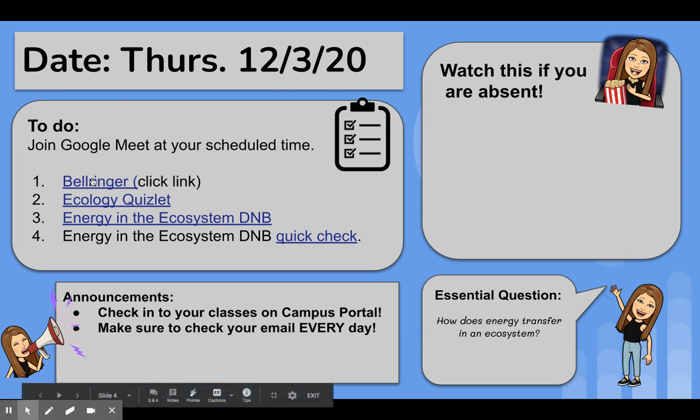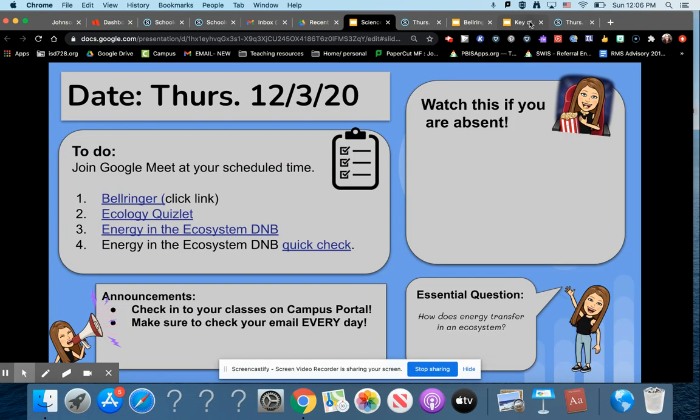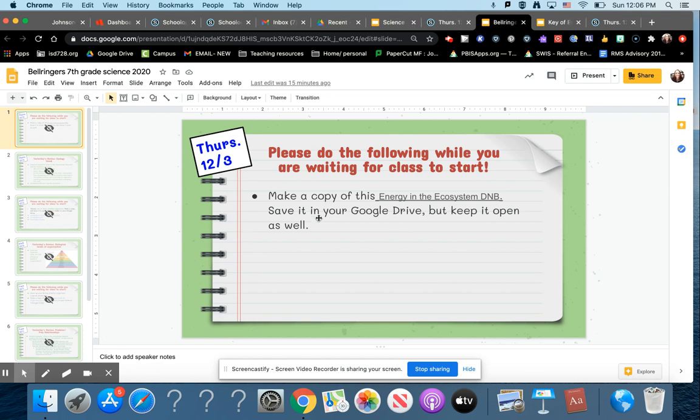We'll do the bell ringer first. Okay, click on that bell ringer. So what you're going to do while you're getting ready is make a copy of this Energy in the Ecosystem digital notebook. Keep that open in a different tab because you are going to be completing that in just a few minutes.